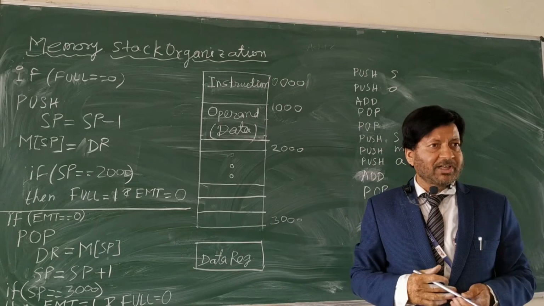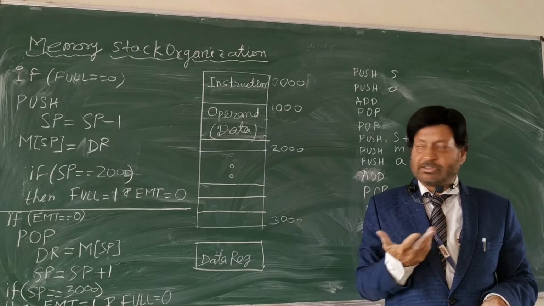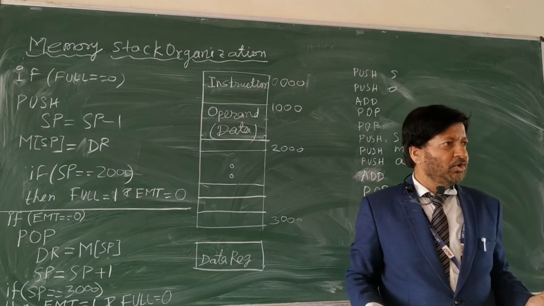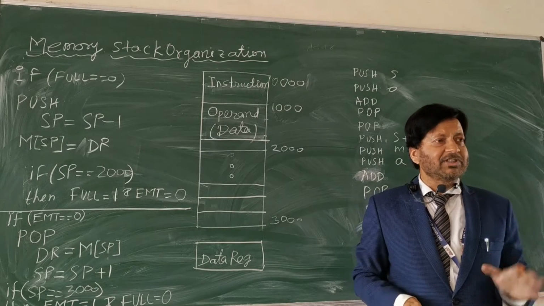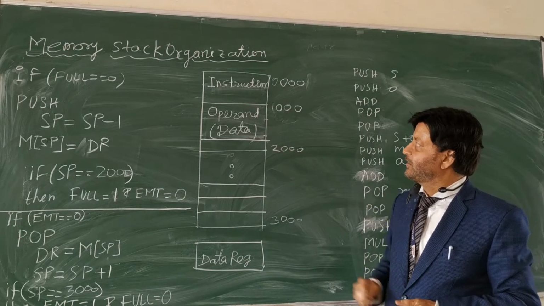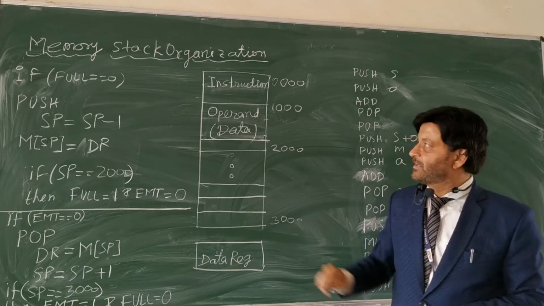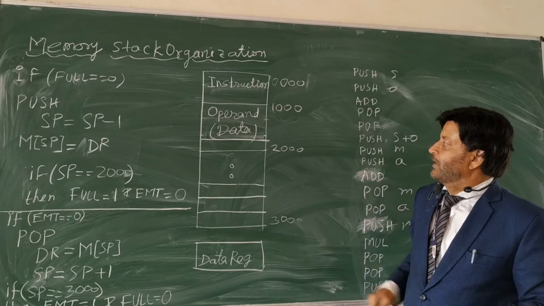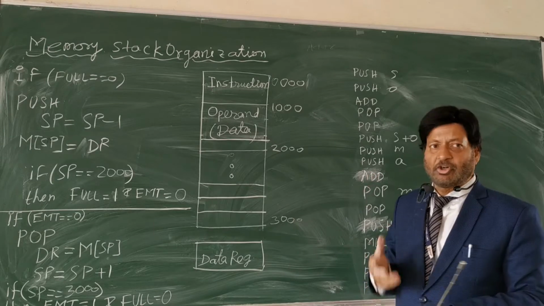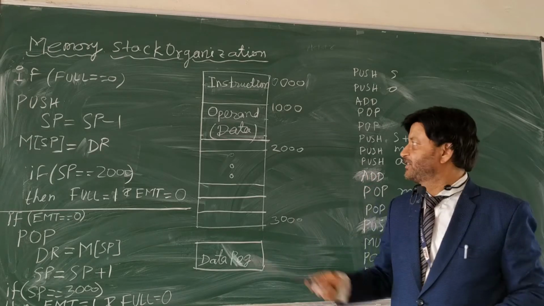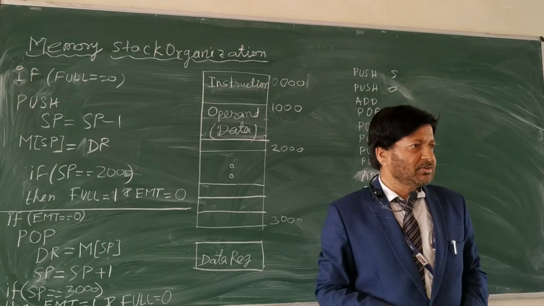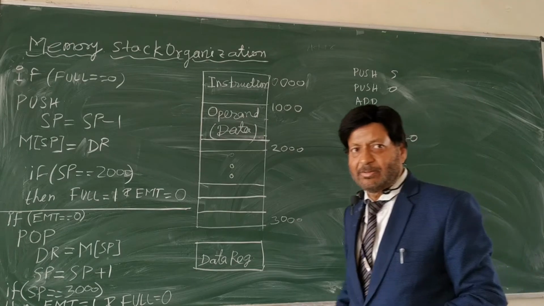In a C program you write add A plus B, add R plus S, whatever you write. That comes in the category of instruction, and it will be stored in this part of the entire memory. And when you write add A plus B, A and B are called operands. These operands will be stored in this part of the memory from 1000 to 2000. So here operands will be stored, here instructions will be stored.